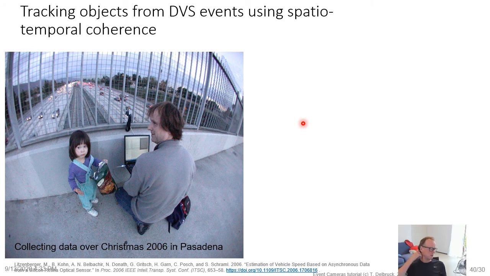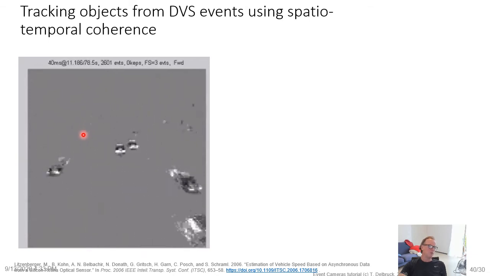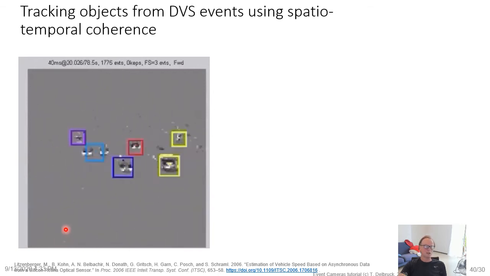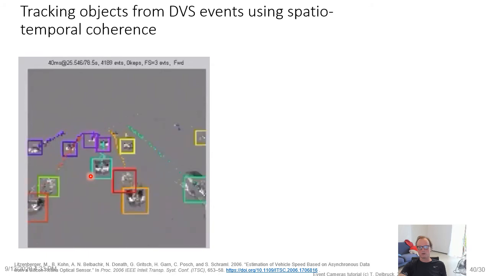I'll show you one way to exploit, without even using a time surface or timestamp image, how you can track objects from DVS events using spatio-temporal coherence. This is an idea that dates back to the dawn of the DVS again. I'm going to now play you a recording that I made of data over Christmas in 2006 in Pasadena with our daughter Dee Dee, who was only 3 years old at that time, overlooking the 210 freeway in Pasadena. We recorded the data shown here. These are cars passing by. So you might ask, how can you now count the number of cars that are passing by per unit time, measure how fast they're going, see whether they're changing lanes, and so on? Well, there's a simple algorithm which can track all these cars at very low CPU load, as you can see here.